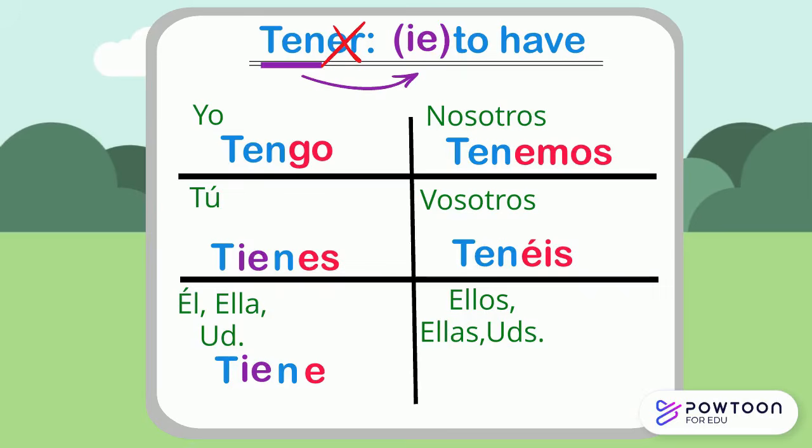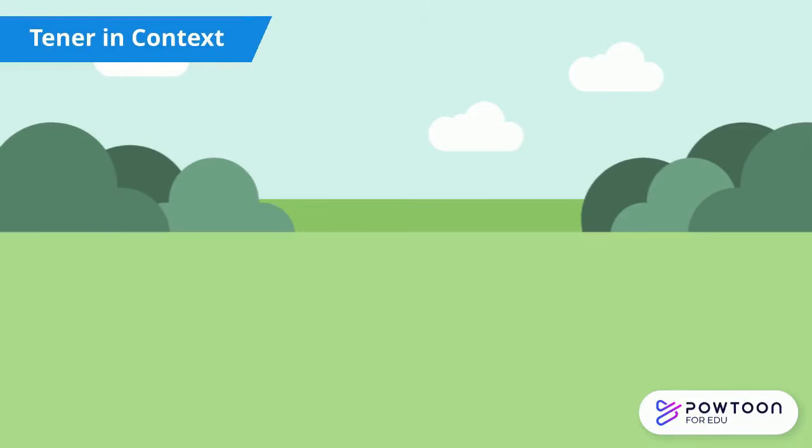The stem change occurs once again in the ellos, ellas, and ustedes form. So, we take the E out of the stem and replace it with IE. Then we add our normal EN ending for the ellos, ellas, ustedes form. Ellos tienen. They have. Let's take a look at the verb tener in context.